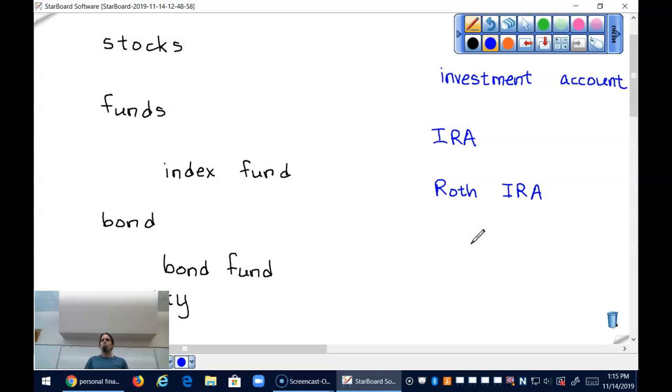So maybe you want $5,000 a year for something. You're going to give them tens of thousands of dollars now, and they will give you $5,000 a year for a whole long time. What happens if you die?